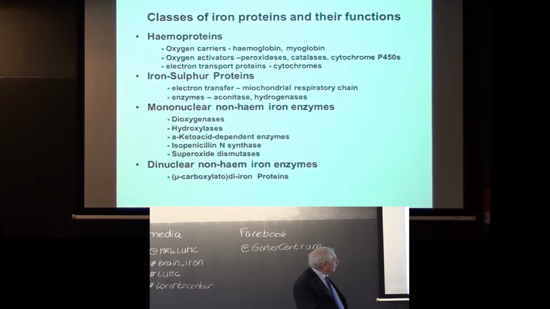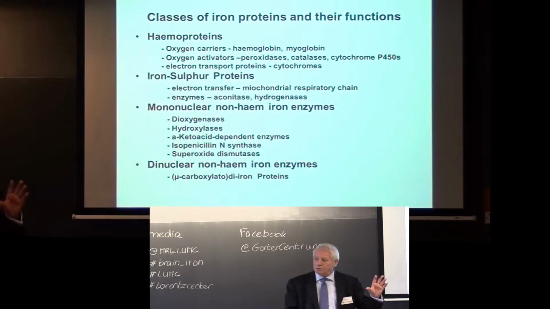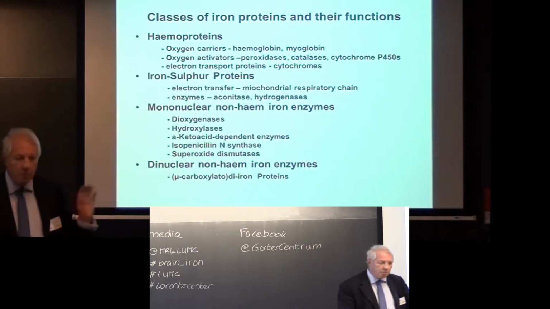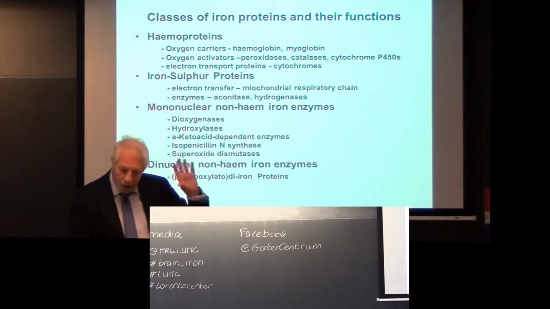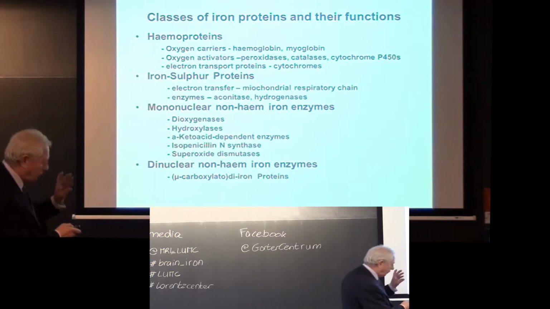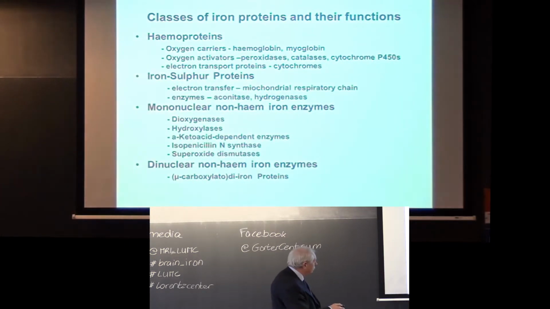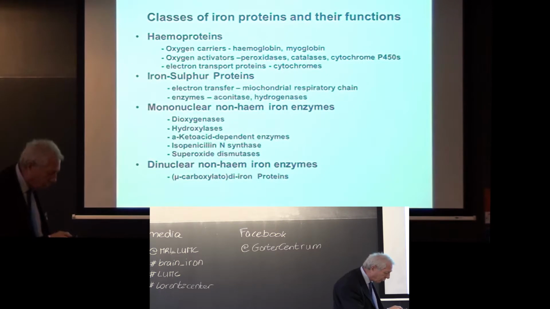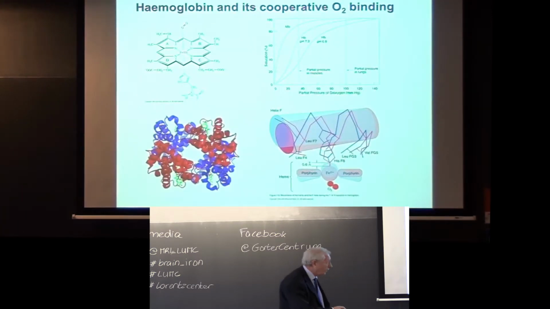So, let's go to iron proteins and their functions. I'm going to classify proteins according to the way the iron is bound. So we can have heme proteins, we can have iron-sulfur proteins, and then we can have proteins that are neither heme nor iron-sulfur. In the first group, we're going to see that we've got oxygen carriers, oxygen activators, and electron transporters. Here's hemoglobin. You know the marvelous story of hemoglobin.